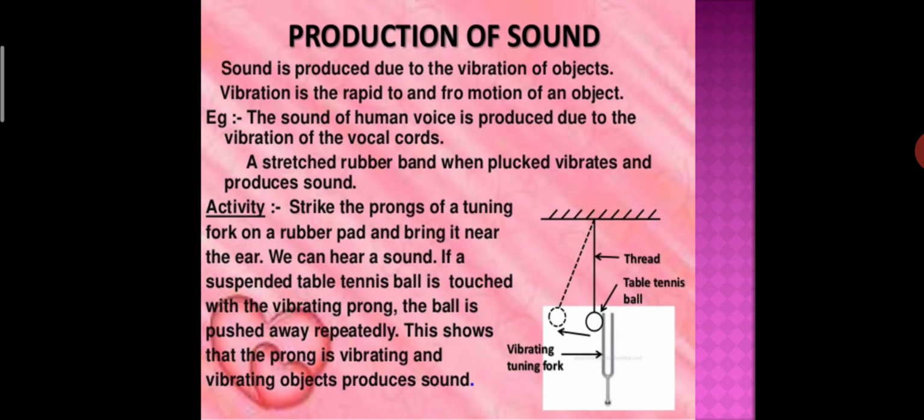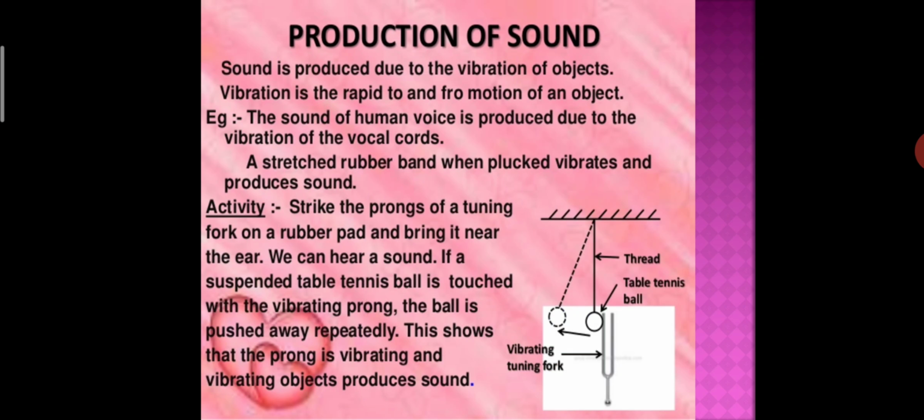A stretched rubber band, when plucked, vibrates and produces sound. Okay. Now let's see one activity. Strike the prongs of a tuning fork on a rubber pad and bring it near the ear. What do you do? Strike the prongs of a tuning fork and then bring it near the ear. We can hear a sound.